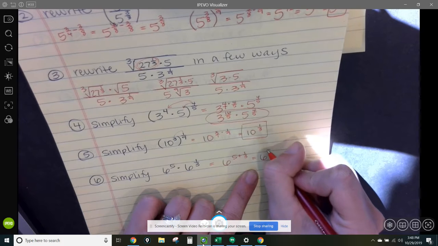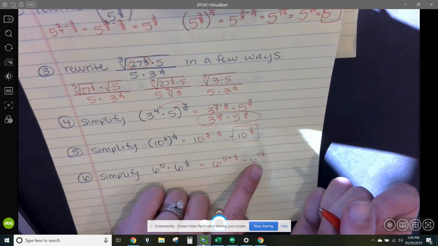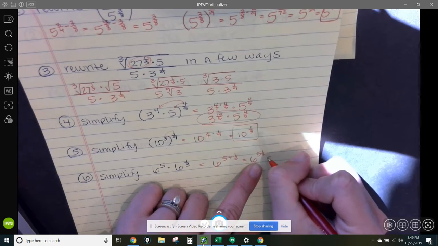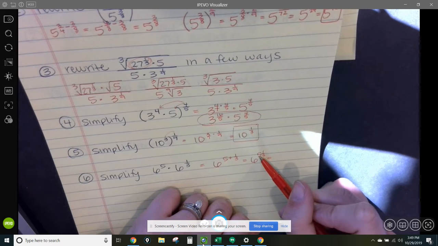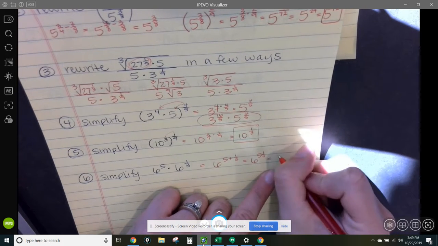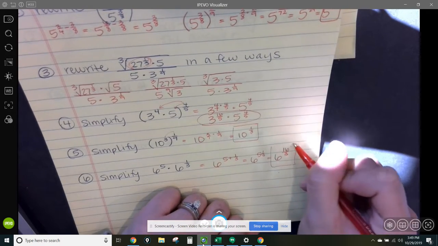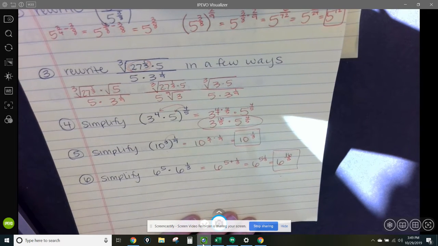Now you might want to just write 6 to the 5 and 1/3. However, that's not the correct form. We don't write mixed numbers in our exponents. So this needs to be an improper fraction. So if you remember how to turn this into an improper fraction, you go 3 times 5 is 15, plus 1 is 16. This is 16/3. So you have to have your exponents in improper fractions. So that's checkpoint 3. Hopefully you took these notes and you can use it on your checkpoint, which comes right after this video.